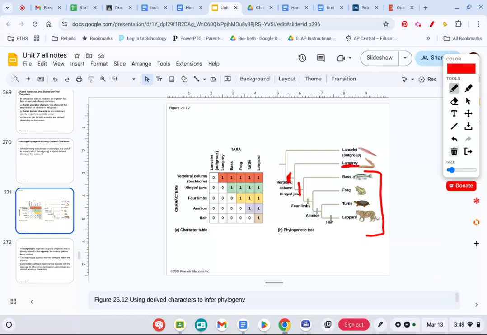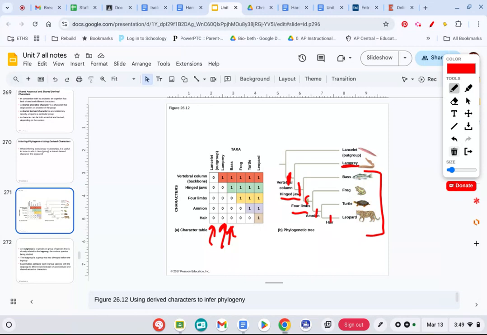Let me just go over that again. So the vertebral column, the backbone, the lancelet doesn't have. So it's the first guy to come off because it doesn't have any of those characteristics. And then the next one is the lamprey comes off because it's got a jaw, but it's not hinged. Next one to come off is bass, they don't have any limbs. Sorry, guys. And then it just keeps going.